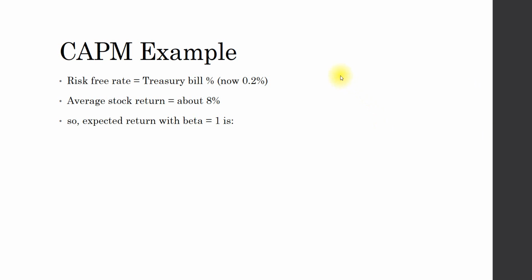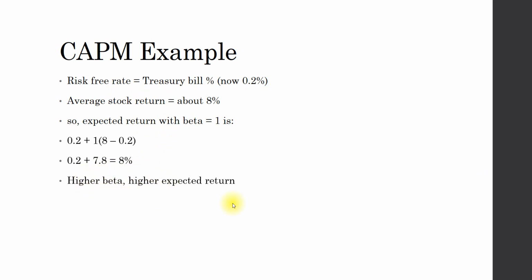Let's work an example of CAPM. We'll need to make a few assumptions. Let's assume that the risk-free rate is the treasury bill that yields 0.2%. Let's assume that the average return on a stock is about 8%. So the expected return with a beta of 1 is simply 0.2 plus 1 times the difference between the return of the stock minus the risk-free rate, which equals 8%.